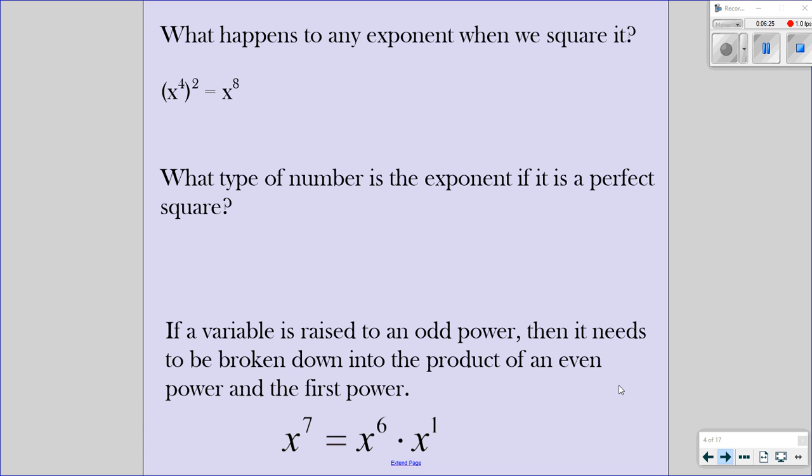Okay, next one. We're dealing with exponents. So what happens to an exponent when we square it? When you're squaring it, basically you're multiplying. So that's what you're doing. You're multiplying it. And what type of number is the exponent if it is a perfect square? It has to be an even number.